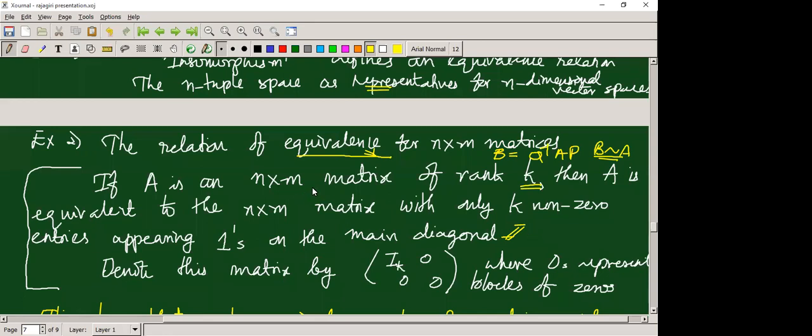In our college level discussions, we clearly know that every n by m matrix of rank k, if A is an n by m matrix of rank k, by applying a sequence of elementary row and column transformations, can be reduced to this form.